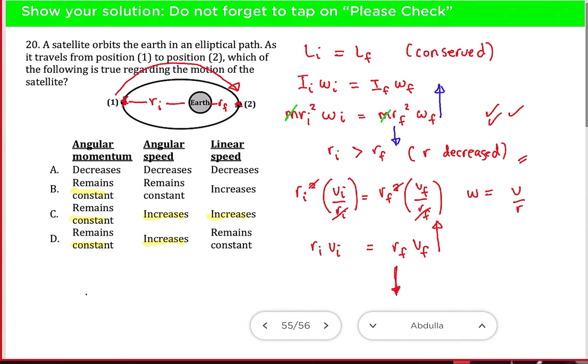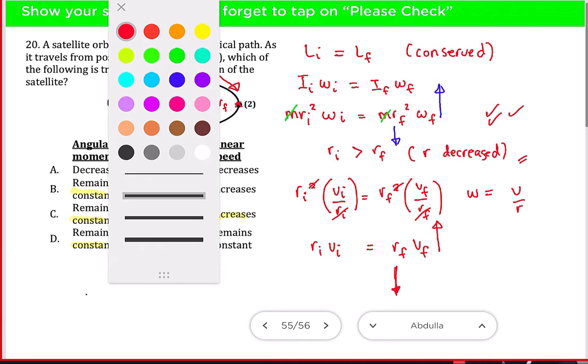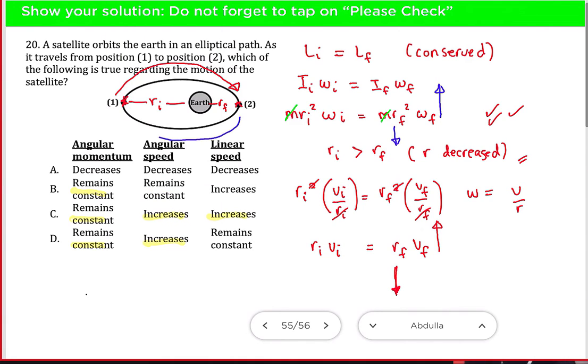Now, here's the question. What if instead of the satellite traveling from position 1 to position 2, it now moves from position 2 to position 1? What happens to the angular momentum? It will decrease. Why will the angular momentum decrease? What did we say about the angular momentum? The angular momentum will stay constant, but the angular speed will decrease. All right, very good. The angular momentum is always constant whatever the motion of the object is. So whether it goes from 1 to 2 or 2 to 1, the angular momentum remains the same.